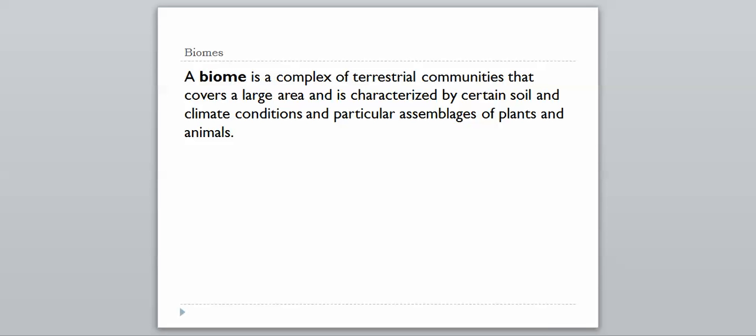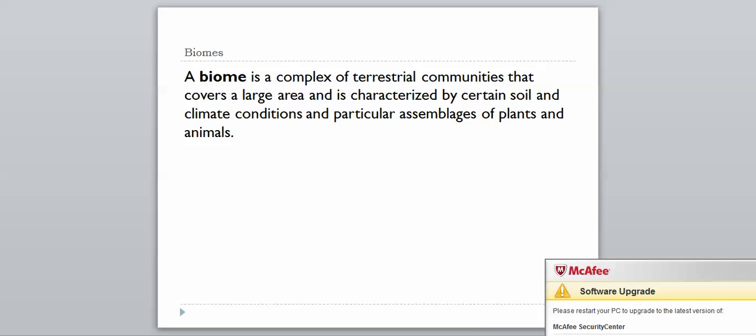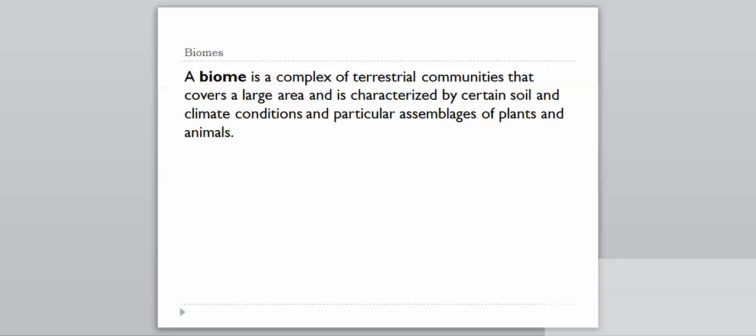That makes sense, and it's characterized by certain soil and climate conditions. Remember, climate is the year-to-year average of precipitation and temperature, and then certain soil conditions. We have a lot of farmers around here, so they obviously know what soil conditions are. And then particular assemblages, remember that's just a fancy way to say groups, so different groups of plants and animals. So that's what a biome is.